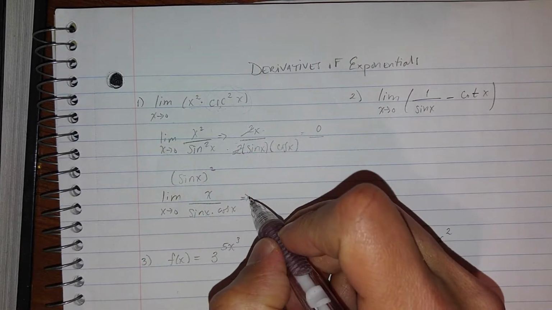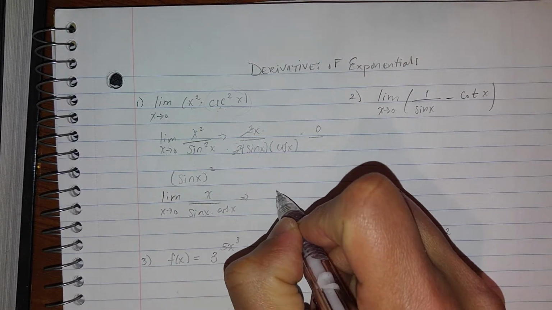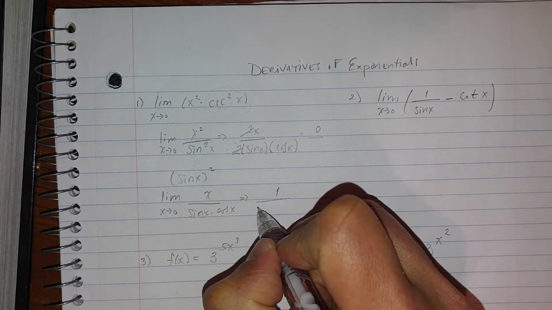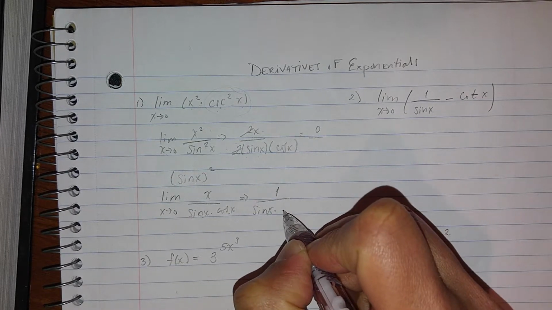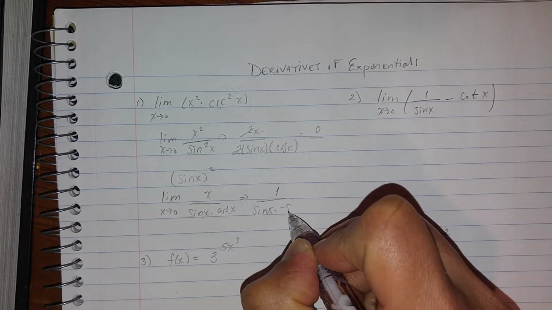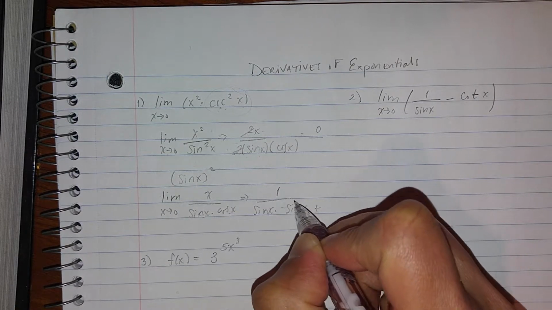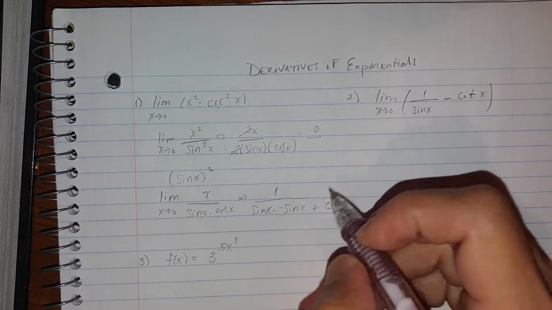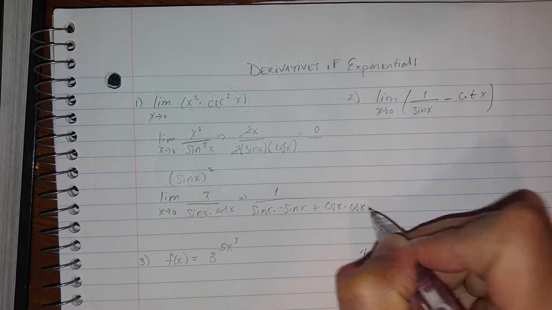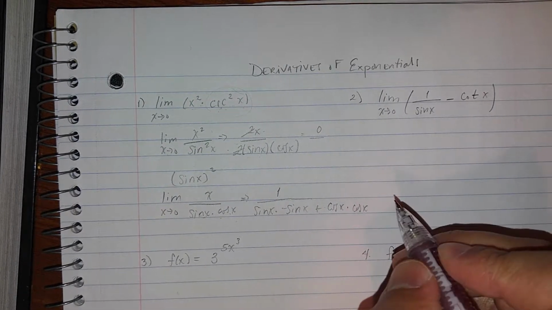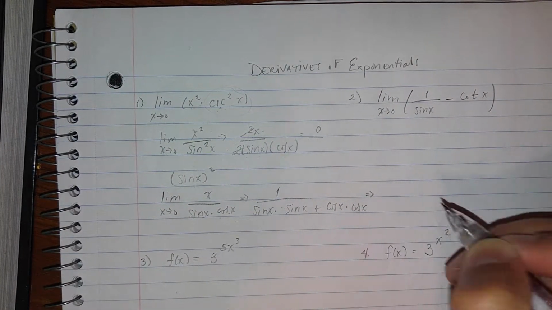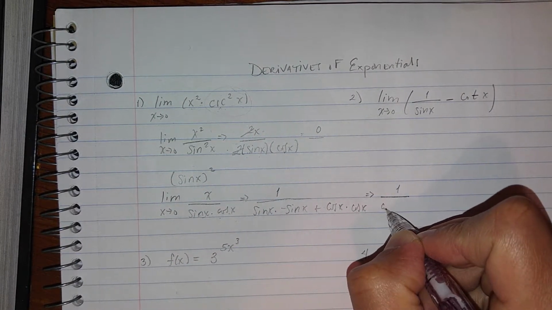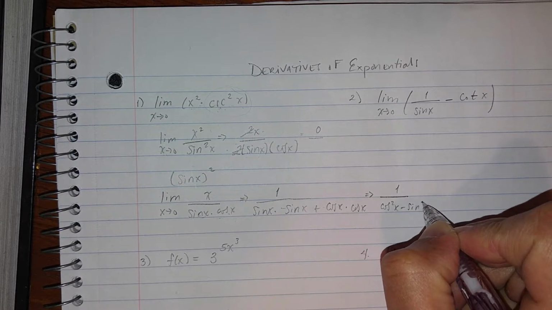L'Hopital's rule again: the derivative of x is 1. Over here, I'm going to take the derivative of sine times cosine. Well, that's a product rule: the first times the derivative of the second. The derivative of cosine is negative sine. Plus the second times the derivative of the first. The derivative of sine is cosine. Okay, it looks like I'm going to run out of room, but for this one, you should get 1 over cosine squared minus sine squared of x.